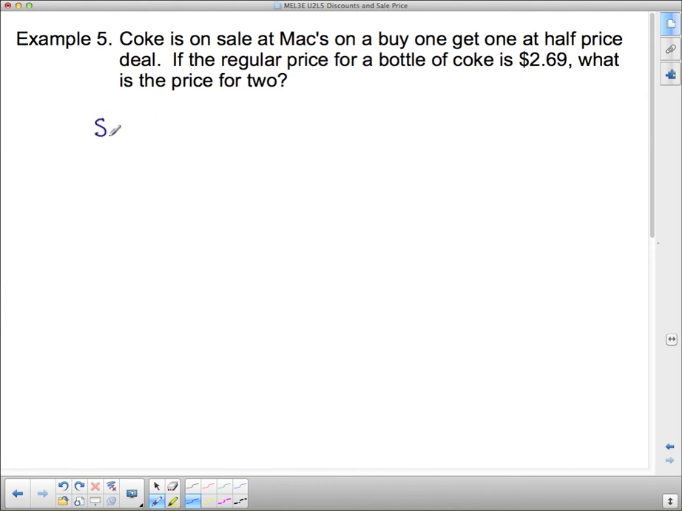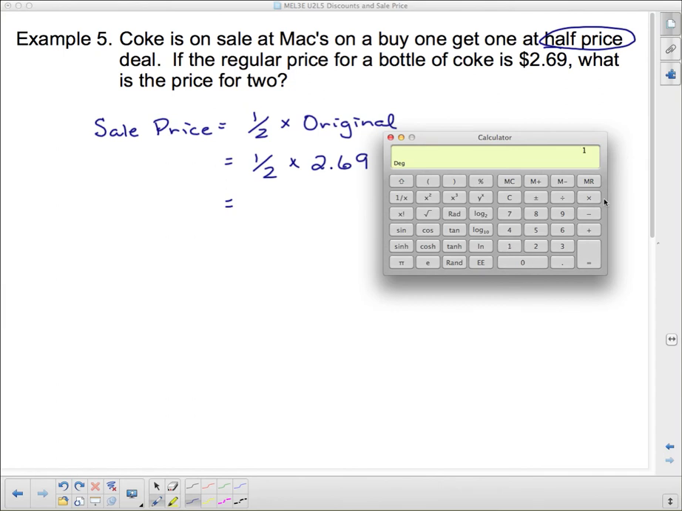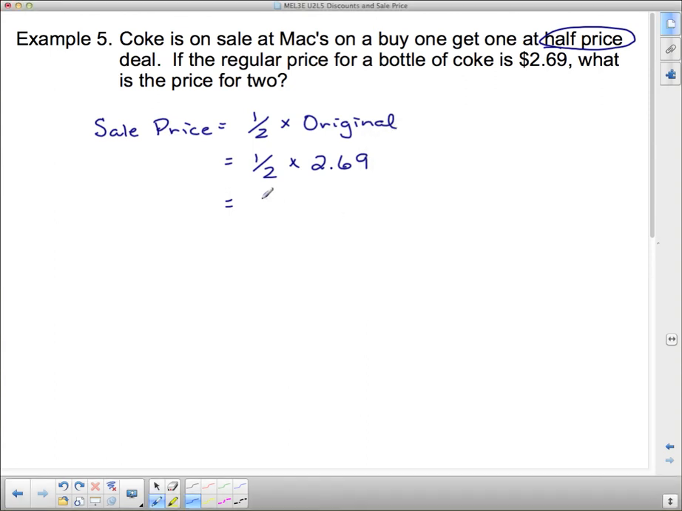So sale price equals 1/2 times the original, because this says it is buy one, get one at half price. So I have to take 1/2 and multiply that by $2.69. Now there's a couple different ways you could plug this into the calculator. You could do 1 times 2.69, hit equals, and then go divided by 2. And you get $1.35, because I have to round. This is 5 or more, so that's going to bump that to a 5, so $1.35.